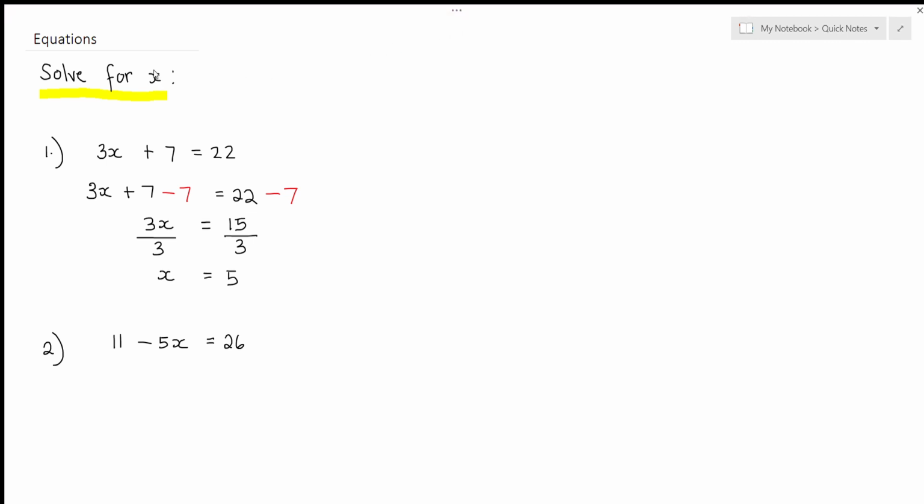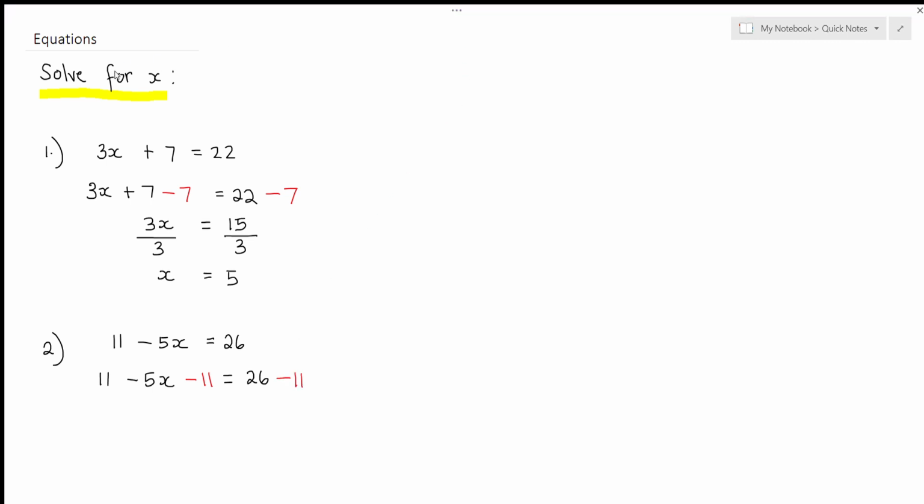You're going to say to yourself, okay, what do I have on the left-hand side? I need to isolate my x. So I'm going to leave my x on the left-hand side, and I'm going to move whatever number I have on the left-hand side to the right-hand side. And in this case, it's 11. Now, take note that 11 is positive. So the inverse of positive 11 is going to be negative 11. So I need to subtract 11 on the left-hand side. Therefore, I need to subtract 11 on the right-hand side.